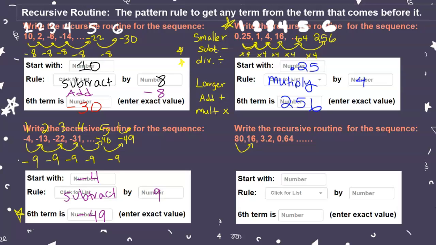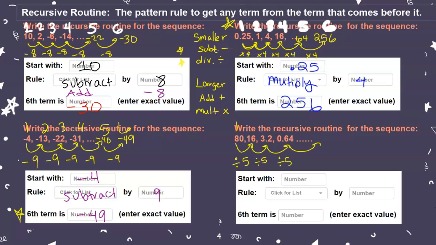80 divided by what is 16? Well, if I divide by 16, I get 5. That means 80 divided by 5 is 16. And 16 divided by 5 is 3.2. I think we found it. 3.2 divided by 5 is 64 hundredths or 0.64.